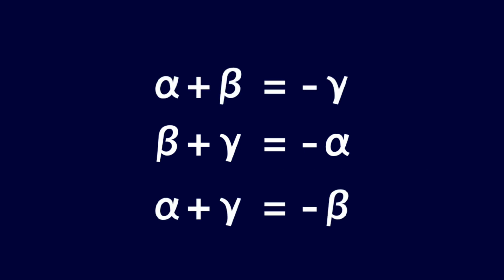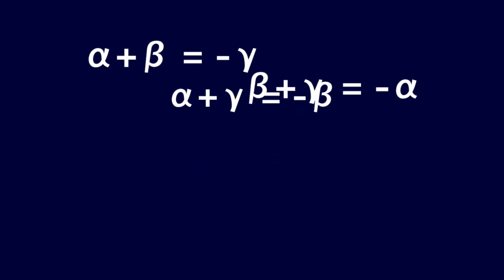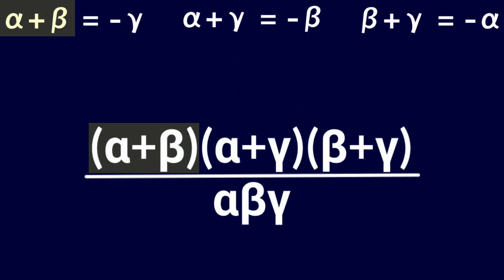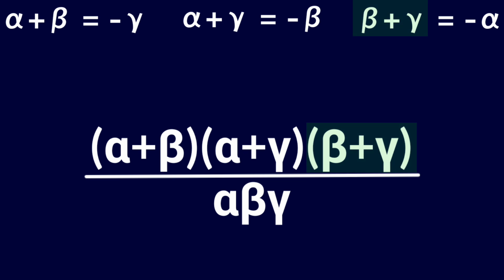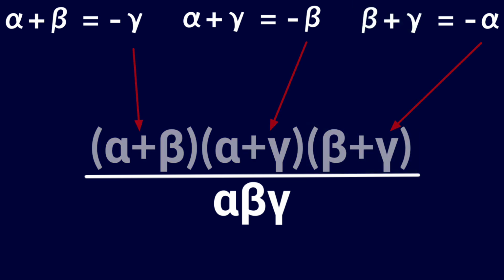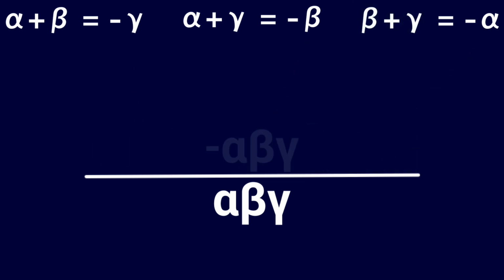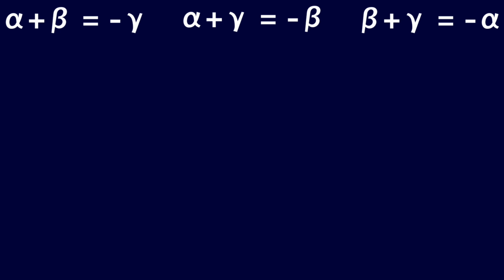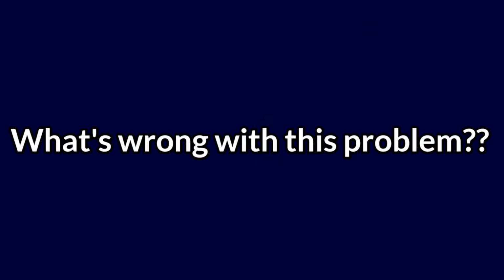All I'm doing is just changing the signs when moving one term to the other side. We can use these and replace them here. That's it. The result is -1. But can you see what's wrong with this problem?